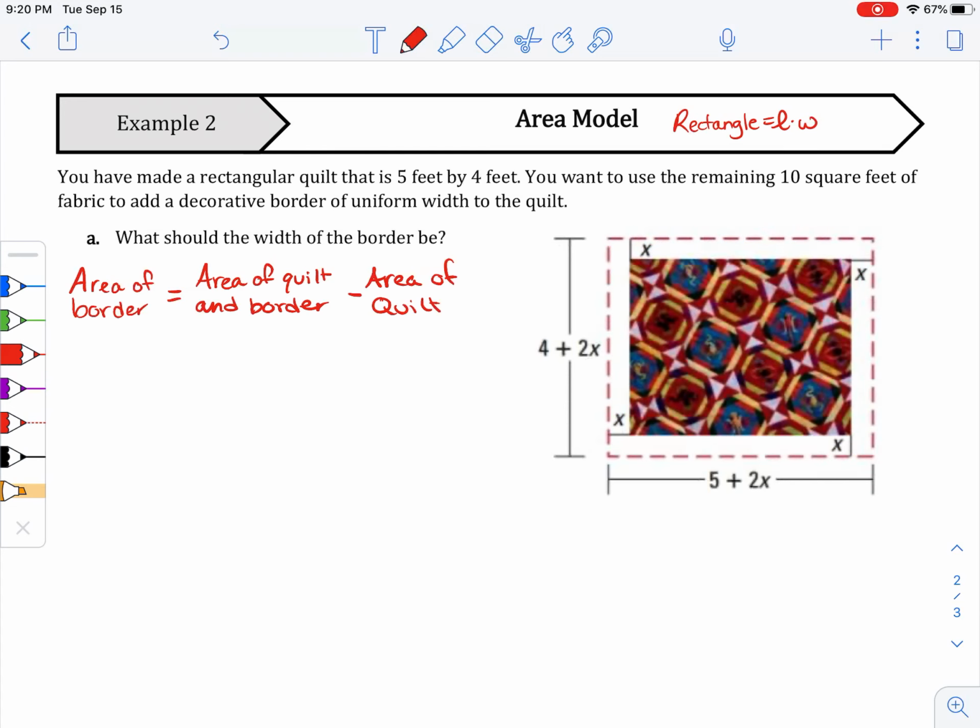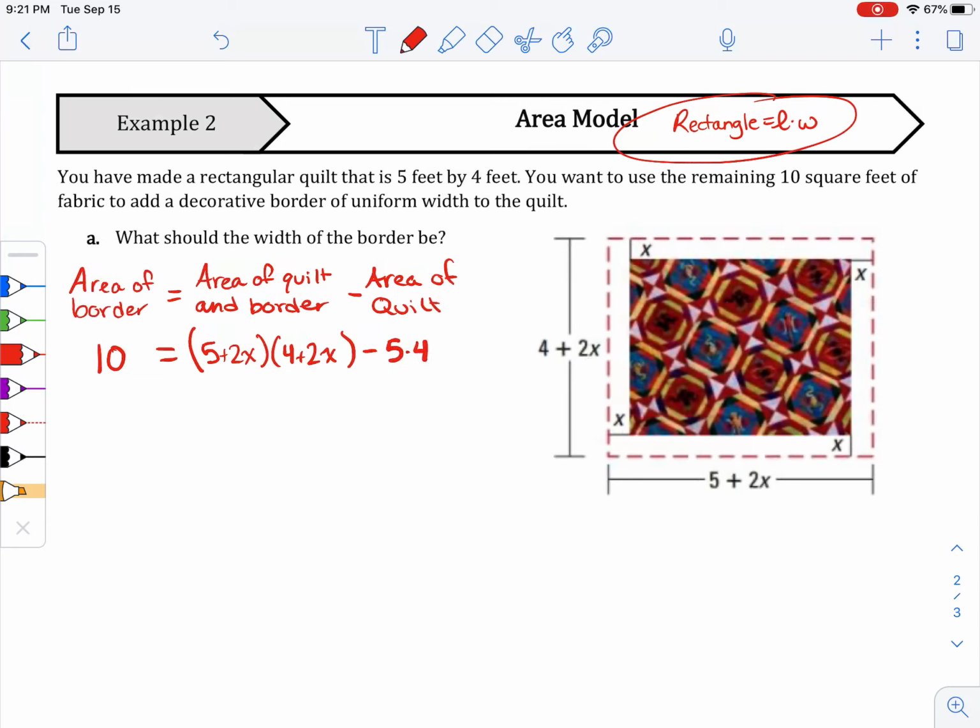So then we just have to fill in some things we know. We know that we only have 10 square feet for our border. So 10 is going to be the area of our border. And then the area of the quilt. This comes from this formula for area. The quilt plus the border is the ones with the 5 plus 2x and the 4 plus 2x. So 5 plus 2x times 4 plus 2x minus the area of our quilt is 5 feet by 4 feet.